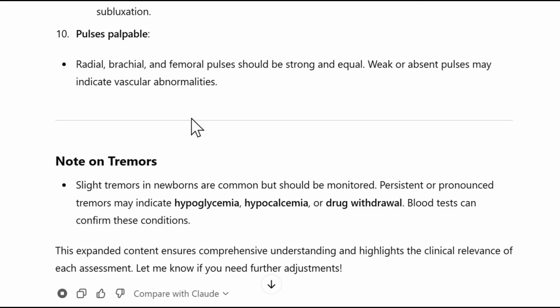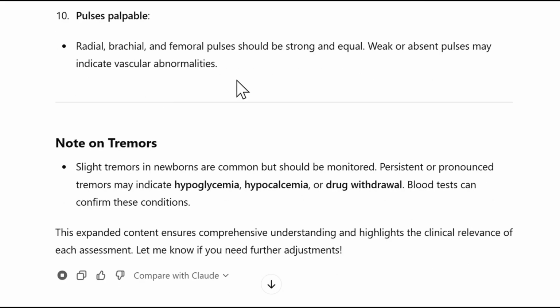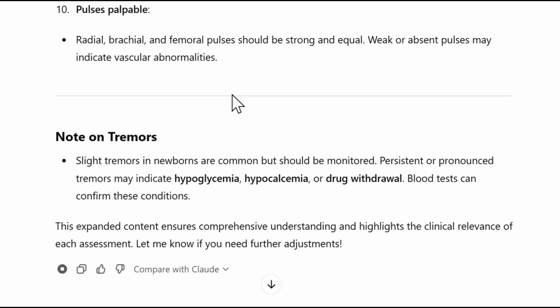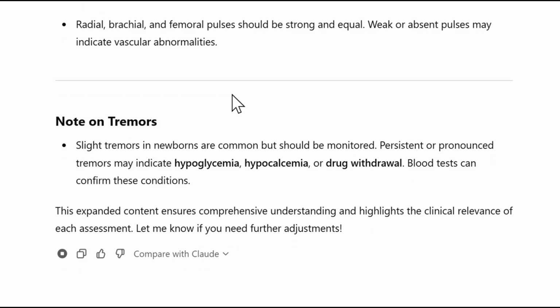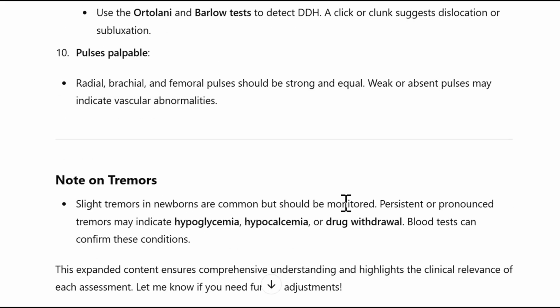10. Pulses palpable. Radial, brachial, and femoral pulses should be strong and equal. Weak or absent pulses may indicate vascular abnormalities. Note on tremors. Slight tremors in newborns are common but should be monitored. Persistent or pronounced tremors may indicate hypoglycemia, hypocalcemia, or drug withdrawal. Blood tests can confirm these conditions.